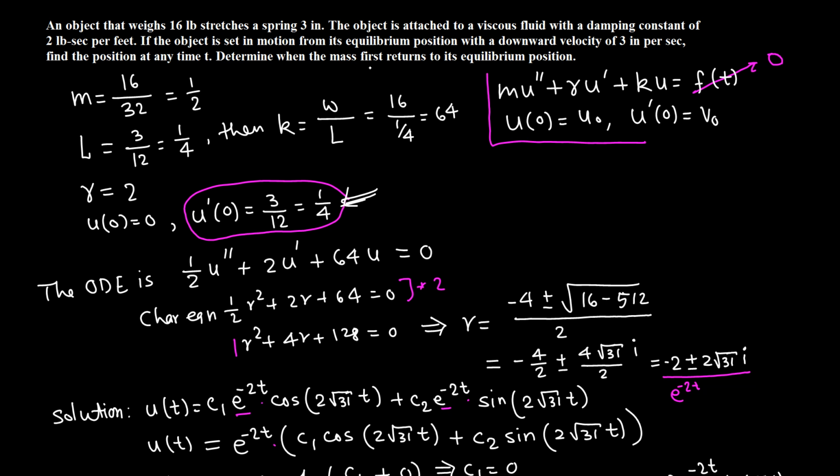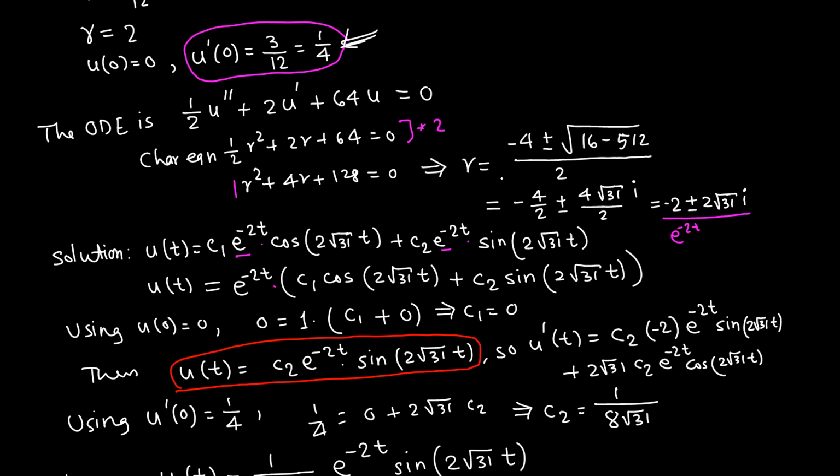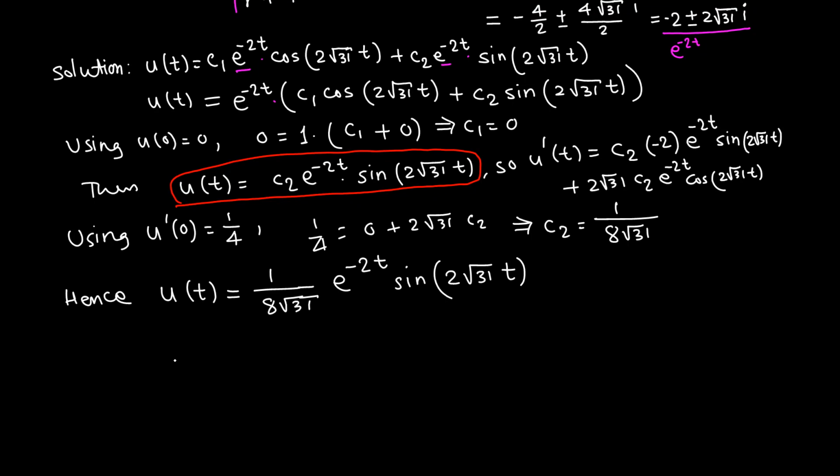Determine when the mass first returns to its equilibrium position. Equilibrium position means the displacement u is 0. So we want to set this displacement to 0 and find the value of t. By the way, sine 0 is 0, so at t equals 0, when time is 0, the displacement is 0. But that's not the case here. We want to find the first time when it moves and comes back to the original position.